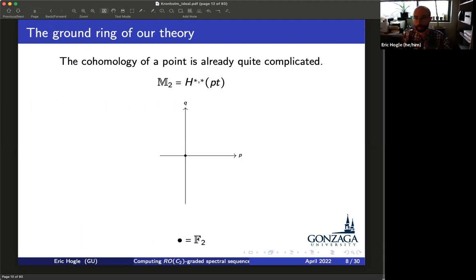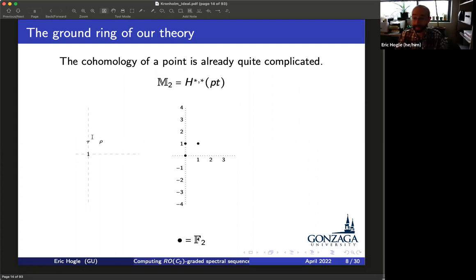Okay, so I said the cohomology of a point was complicated. You might expect the cohomology of a point to look like this. Okay, I have a p-axis and a q-axis, but it's a point. So it should be boring. It should just be one copy of F2 if we're working in F2 coefficients. However, that's not the case. There's something in degree (0,1) called tau. There's something in degree (1,1). It's called rho in the literature.